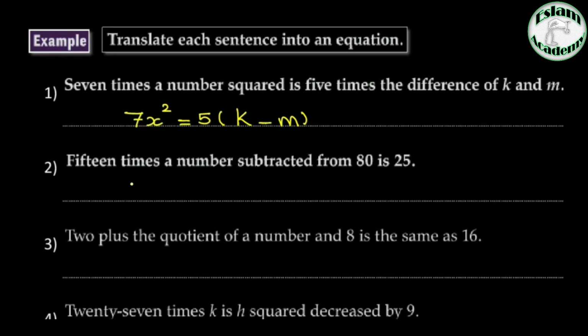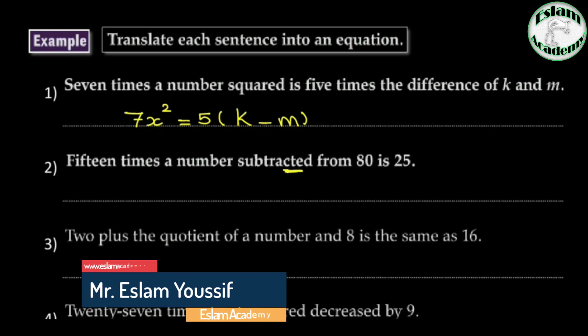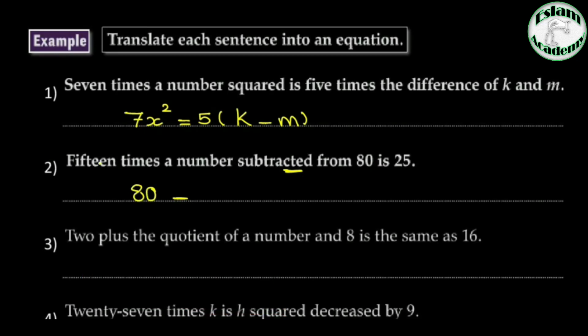15 times a number subtracted from 80 is 25. Subtracted from, this sign will be minus, and we subtract from 80, so we have to write 80 first, so that's 80. 15 times a number, so we'll subtract 15 times x from 80 to make the result, which is 25.